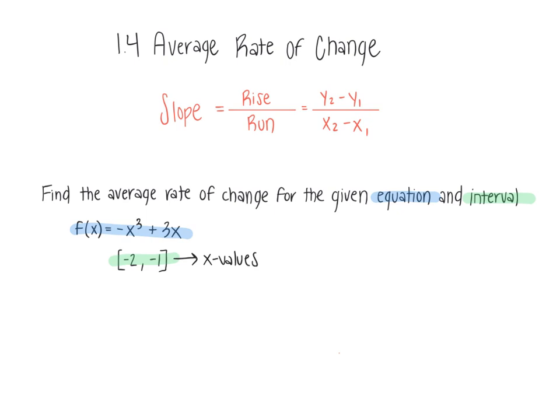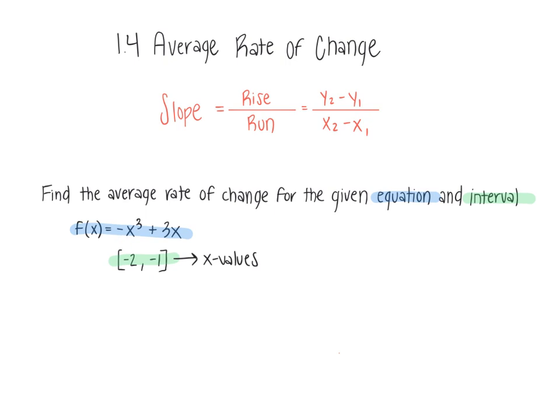So if they've given us our x values and our equation, the piece of information that we're still missing to find our average rate of change is our y values. As you remember, when you're evaluating functions, if we plug this x value and this x value into our equation, we should get the y values that we need to find our slope. So let's go ahead and do that.